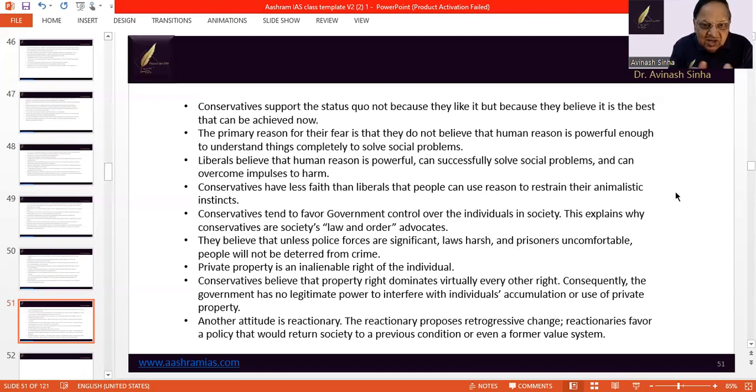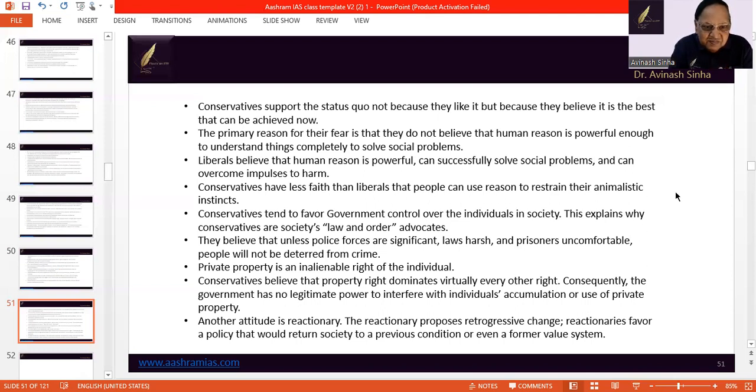Conservatives tend to favor government control. See, conservatives tend to favor government control over the individuals in society. We all sometimes favor this, that let government have its hold on the individuals of the society. This explains why conservatives are society's law and order advocates. They always think that everything should be as per the law. They believe that unless police forces are significant, laws harsh, and prisons uncomfortable, people will not be deterred from crime. This is what they think and believe. That's why they want that the present system should continue.